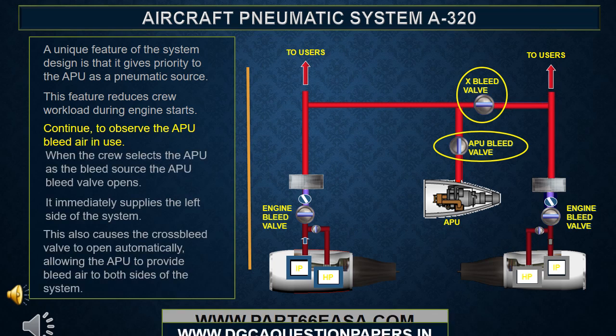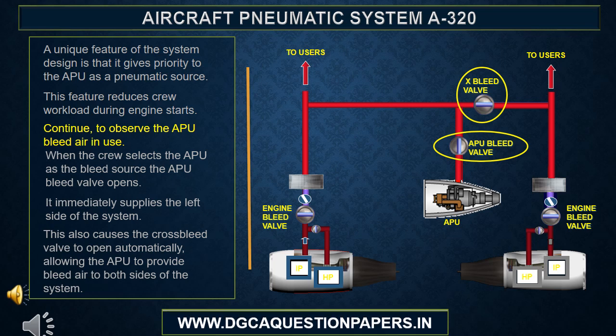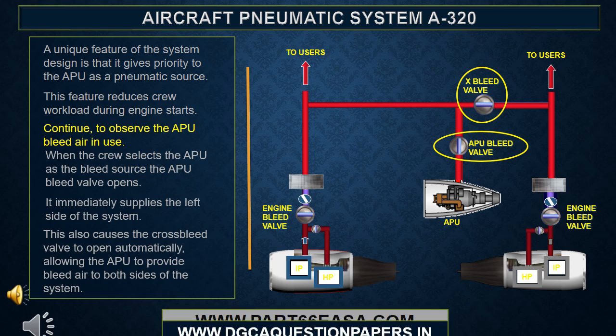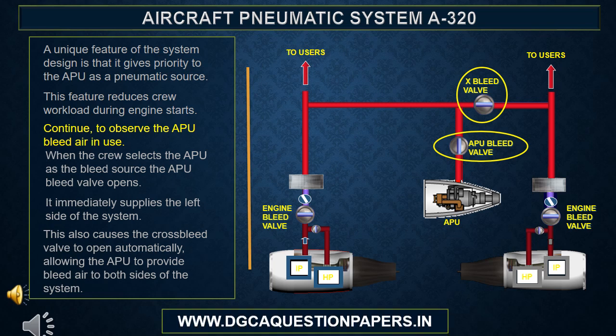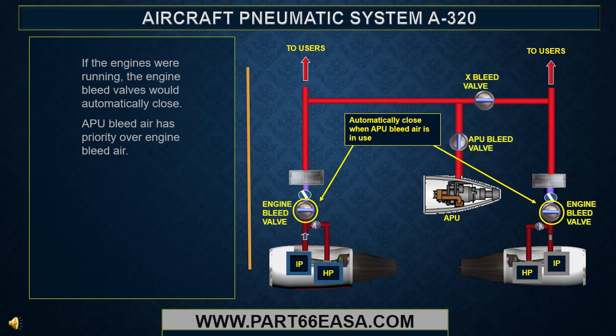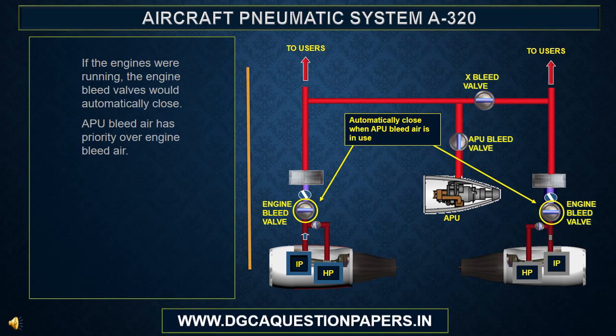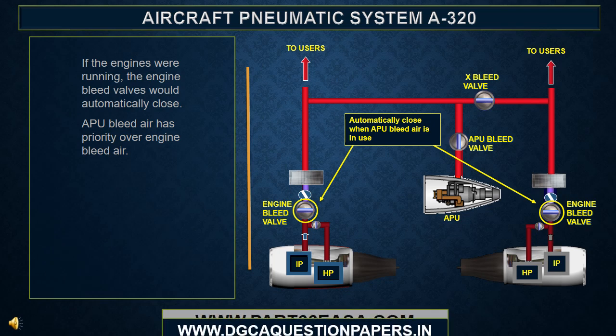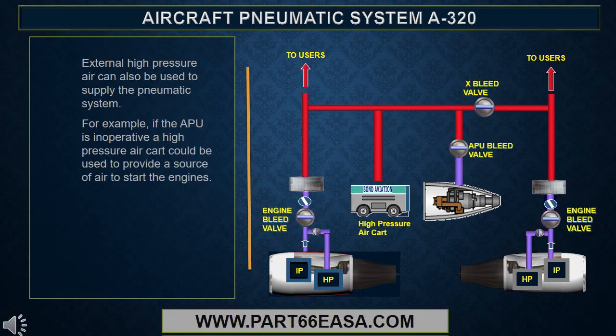When the crew selects the APU as a bleed source, the APU bleed valve opens. It immediately supplies the left side of the system. This also causes the cross-bleed valve to open automatically, allowing the APU to provide bleed air to both sides of the system. If the engines were running, the engine bleed valves would automatically close. APU bleed air has priority over engine bleed air.